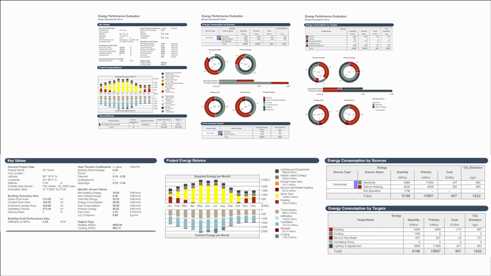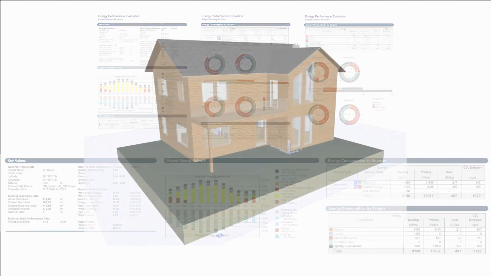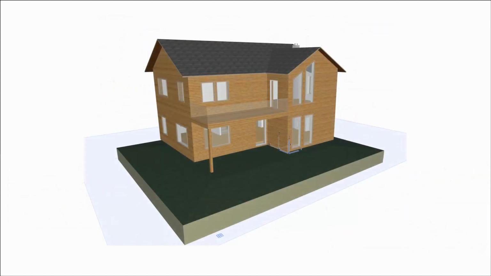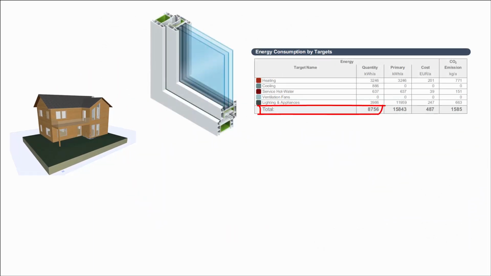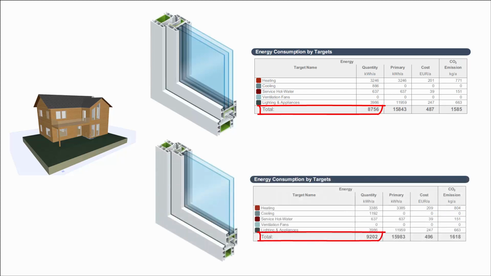This report is useful since with it you can quickly compare the energy performance of different versions of your design. Just to use a very simple example, if I used low-energy triple-glazed windows in this project instead of ordinary double-glazed windows, I would save 446 kilowatt-hours per year.